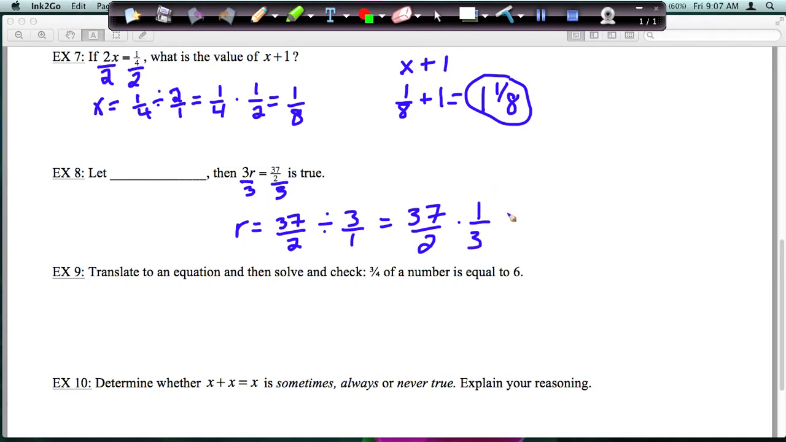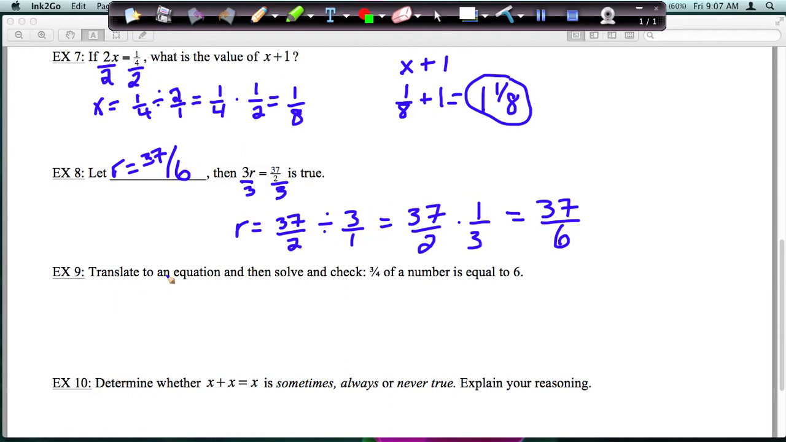And then you go ahead and do that multiplication. 37 times 1 is 37, and 2 times 3 is 6. And I'm going to leave that as an improper fraction. Again, there's nothing that divides into 37 and 6 evenly. So r equals 37/6.